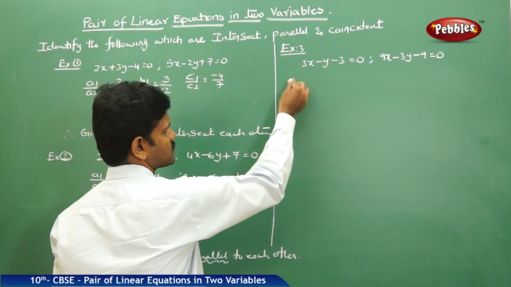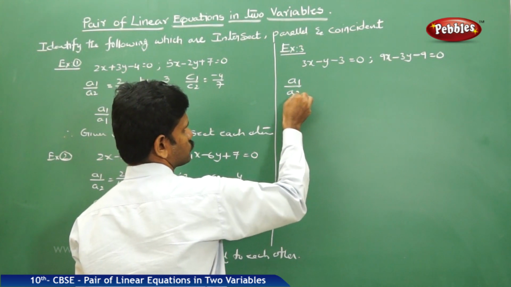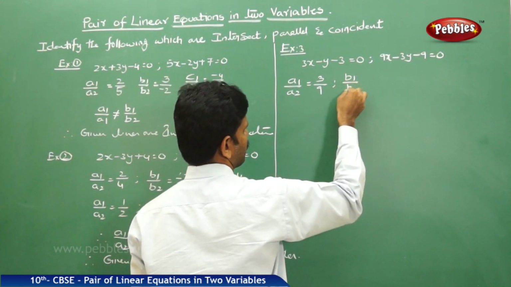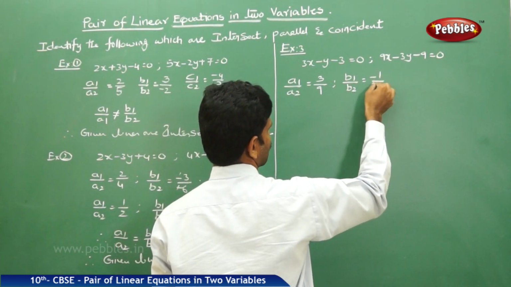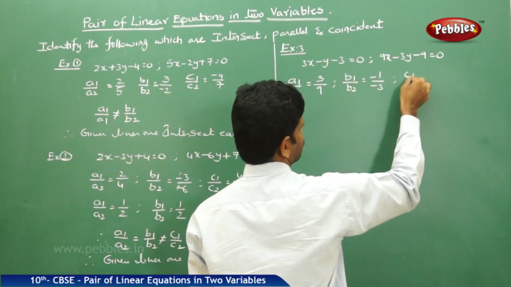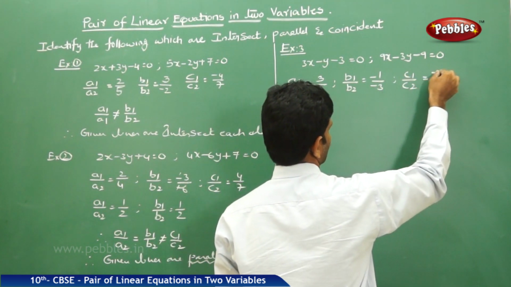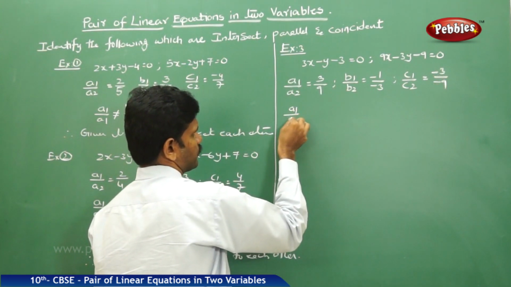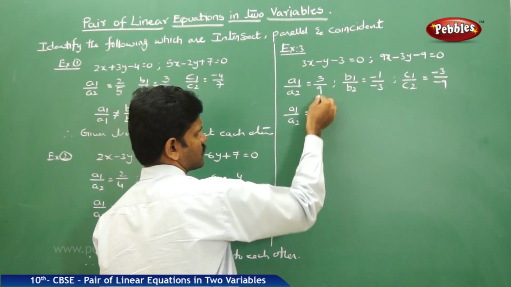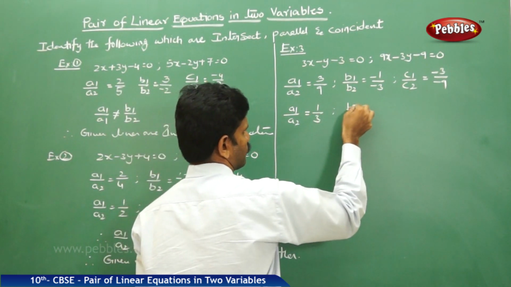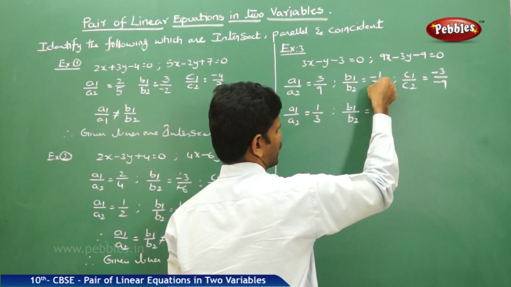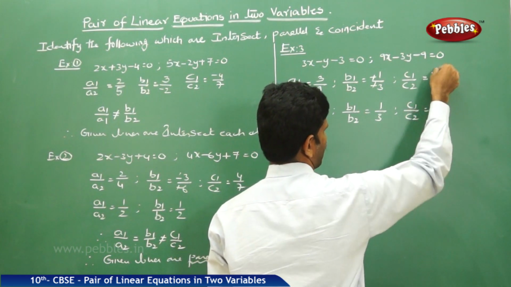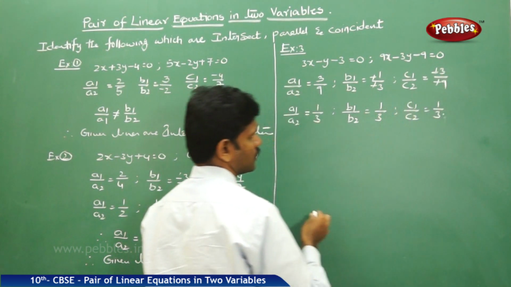Now identify the positions. A1 by A2 is equal to 3 by 9, B1 by B2 is equal to minus 1 by minus 3, C1 by C2 is equal to minus 3 by minus 9. Now arrange this into the standard fraction: 1 by 3. B1 by B2, the minus signs get cancelled, that is 1 by 3. C1 by C2, the minus signs get cancelled, that is also 1 by 3.